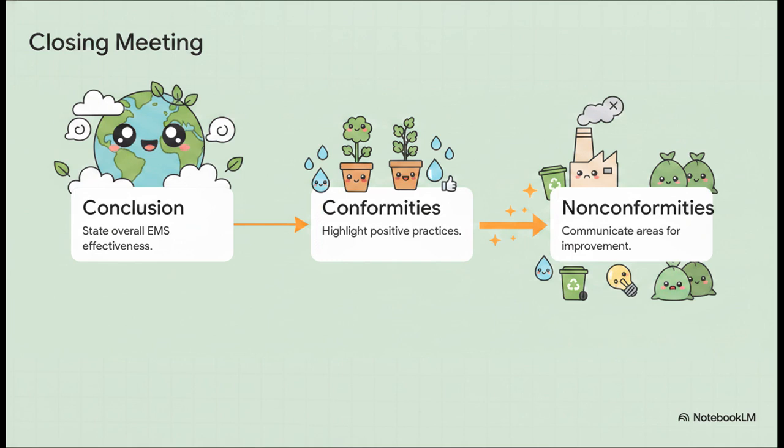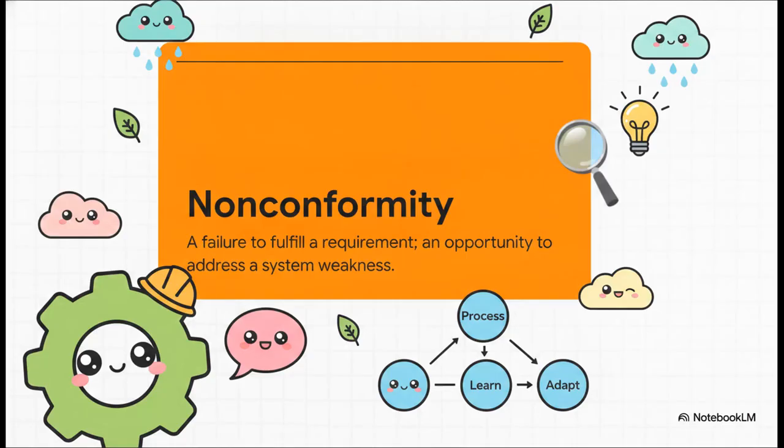Step 1, state your overall conclusion. Give them the big picture of the system's effectiveness right up front. Step 2, present the conformities and the positive practices you observed. Always highlight what they're doing right. And finally, step 3, communicate the nonconformities. The trick is to always guide them from the macro view of the entire system straight down into the specific, actionable details.